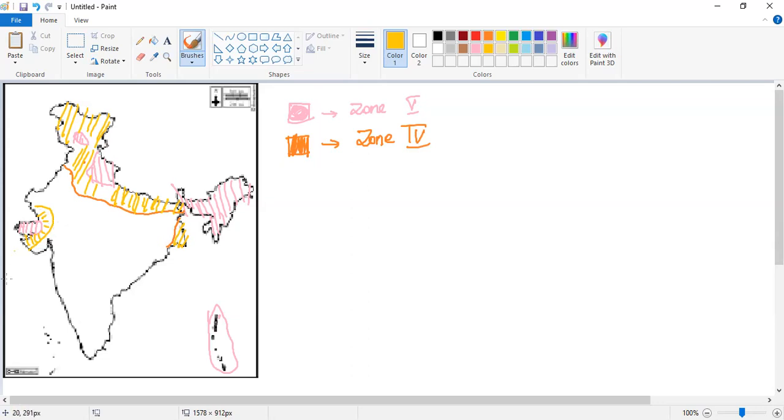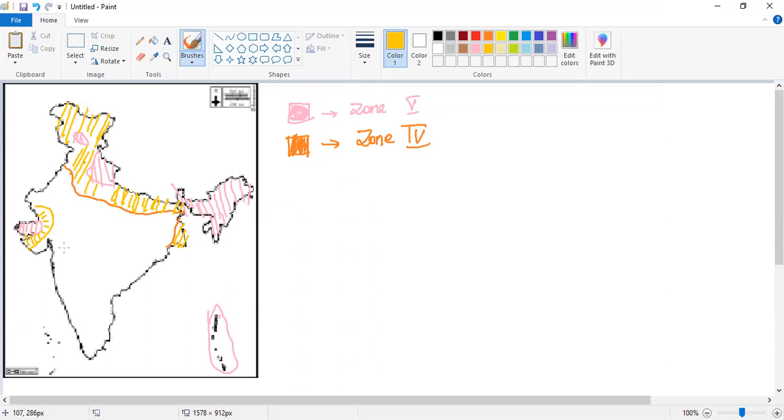And look at this part here, Gujarat, and some portions of Rajasthan will fall under zone number 4. Okay, so that is about it.